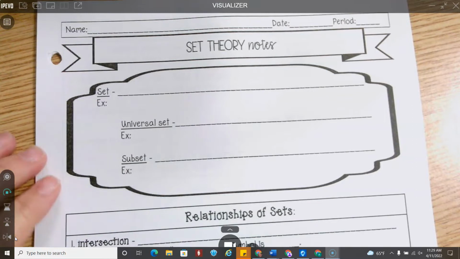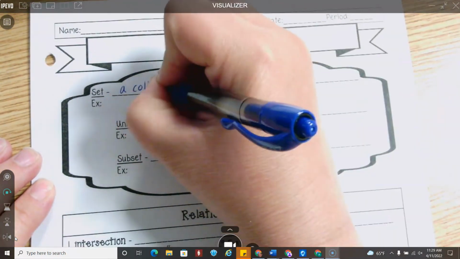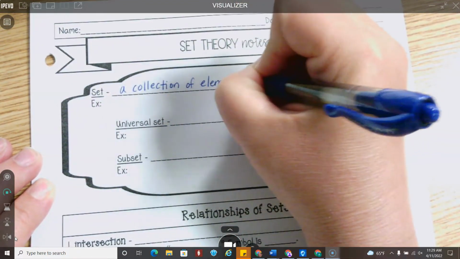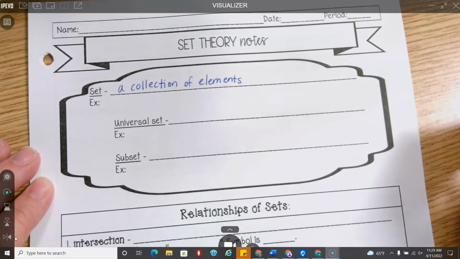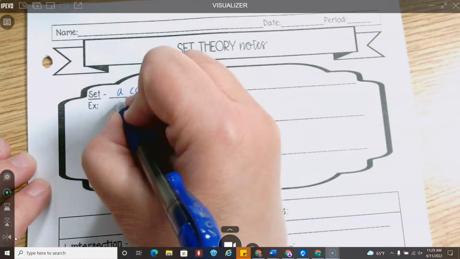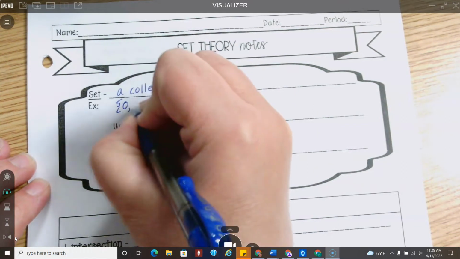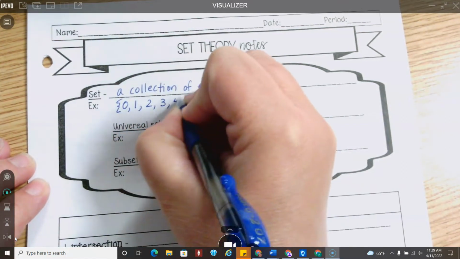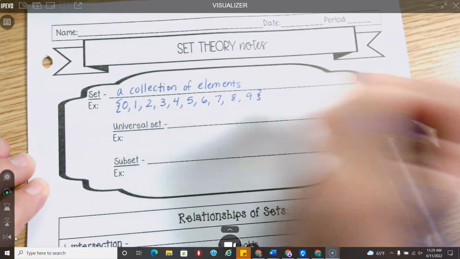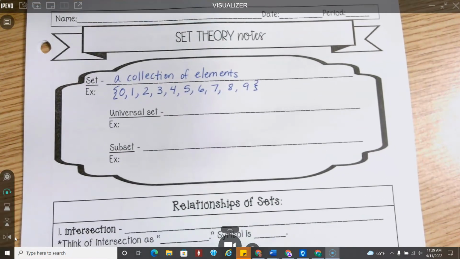So first of all, a set is a collection of elements. We call the members of a set elements. And that could be numbers, it could be letters, it could be colors, it could be ages, it could be names, it could be any kind of object or item that we have a collection of. So for instance, let's just go with single digit numbers. It's a pretty common set to work with. Single digit integers is really what that is.